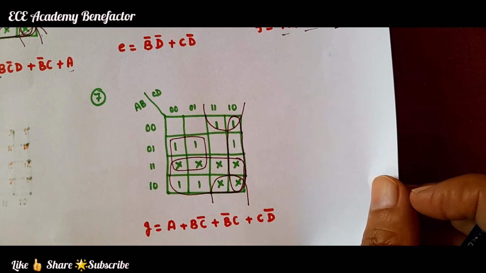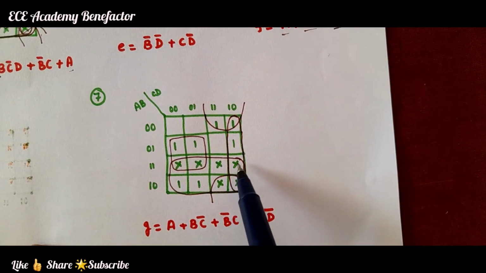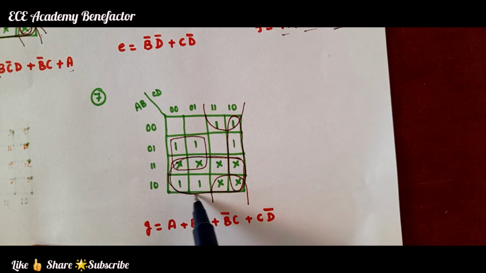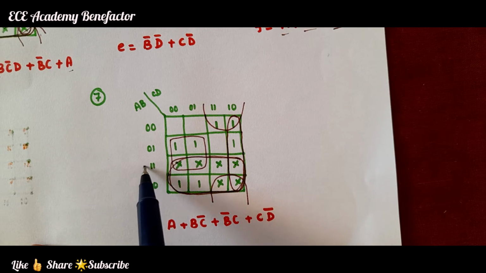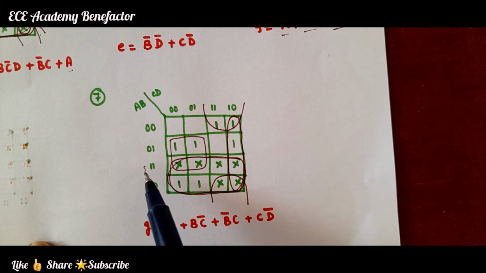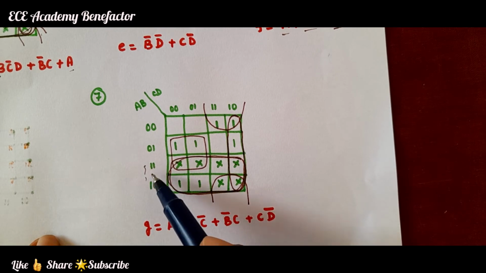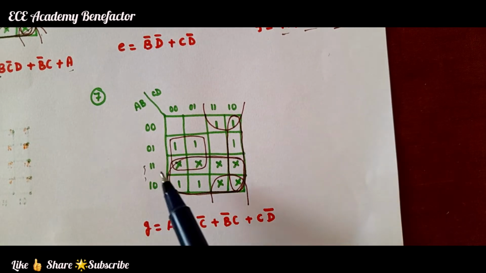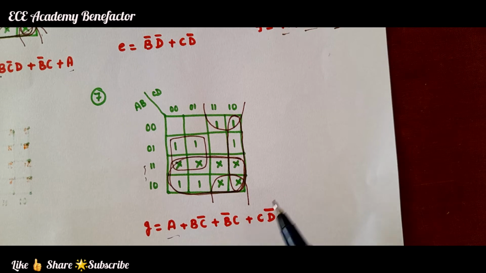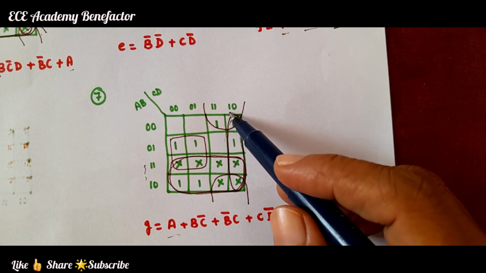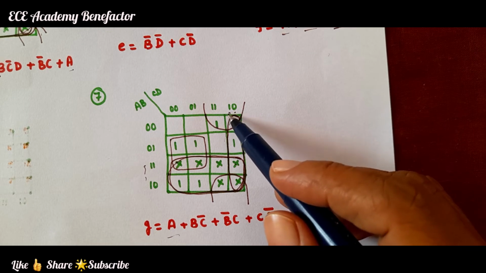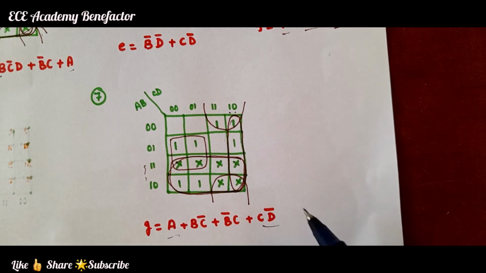Coming to G, we are having one octet. What is the term for this octet? For this octet we need to look at these two rows. What is common? 1 is common. 1 means A. Then one quad is possible here. So what is the term here? 1 0. 1 0 means CD bar.